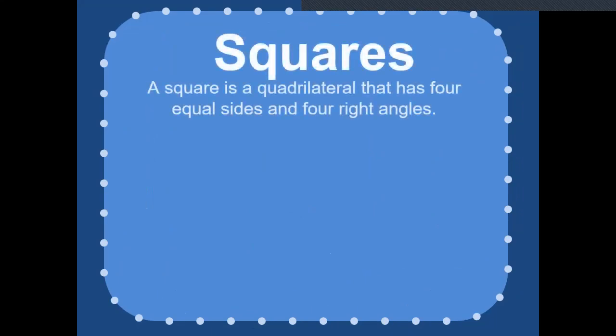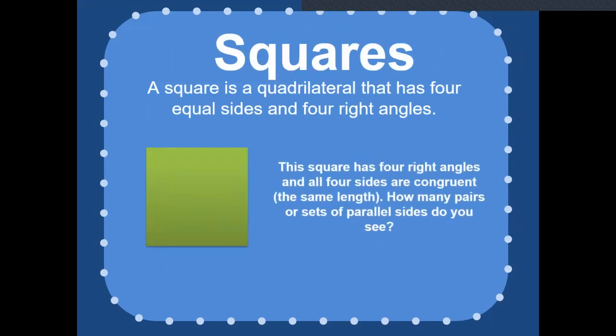Now, let's look at squares. A square is a quadrilateral that has 4 equal sides and 4 right angles. This one, if I measured it to be 2 inches, the rest of them will be 2 inches. And if you got a piece of paper and stuck it in the corner of all these, it would just line up with the corner of the paper. So it's right angles, every one of them. This square has 4 right angles and all 4 sides are congruent, the same length. You'll need to know what that word means. Congruent just means same length.